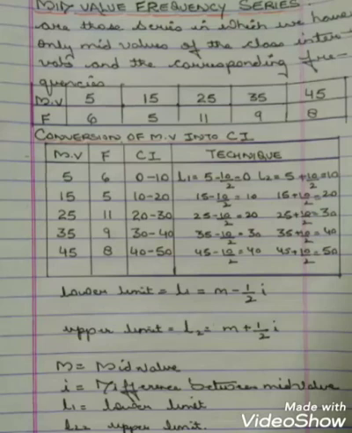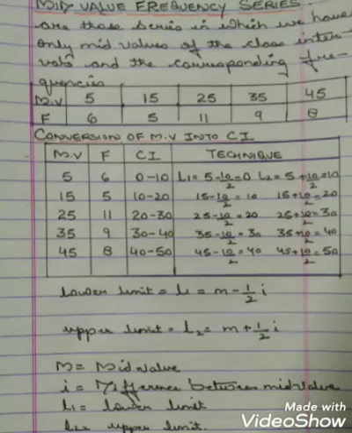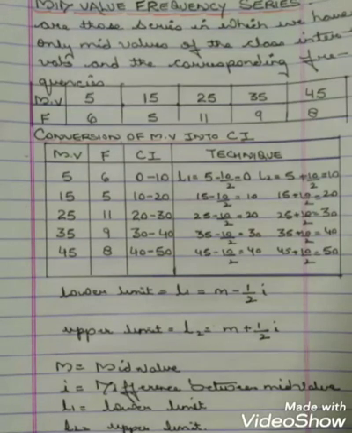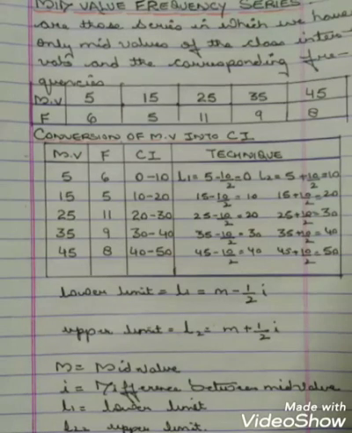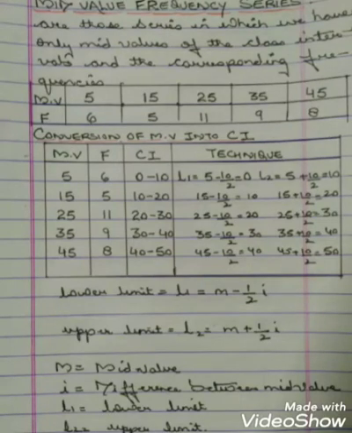Like 5 and 15, the difference is 10, and then 10 is halved, and half of it is subtracted: 5 minus 10 upon 2 comes to 0, and half of it is added: 5 plus 10 upon 2 comes to 10. So we got the class interval of 0 to 10. Similarly like this, 10 to 20, 20 to 30, and so on.